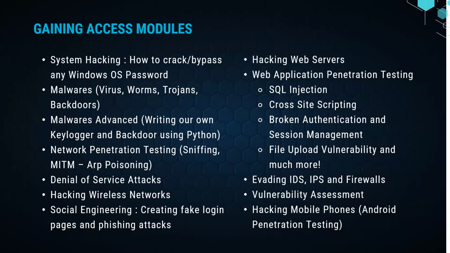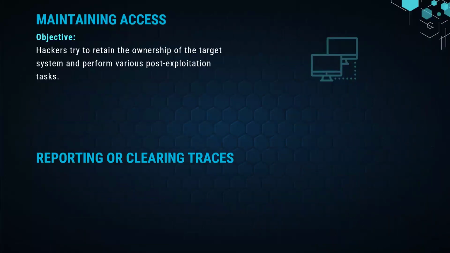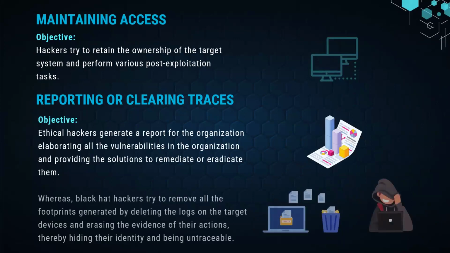After this is done, then we have the last two phases called maintaining access and reporting or clearing traces. I've not explained maintaining access yet, sorry. In maintaining access, we learn how to maintain the connectivity with the target system. Once you have successfully attacked the target, how do you maintain that connection? If the user restarts this device, you still shouldn't lose that connection with him. That part is called maintaining connectivity or maintaining access.